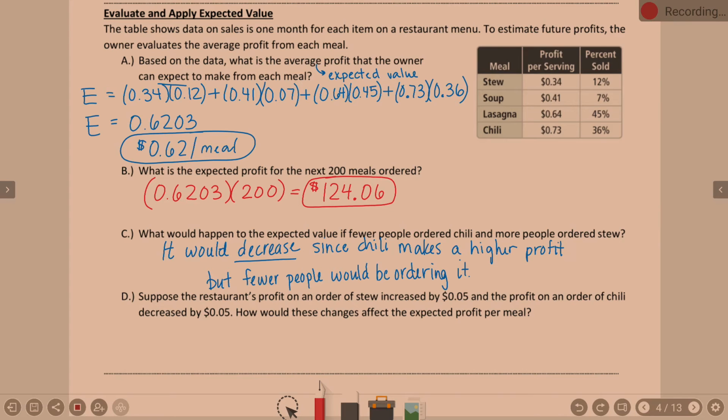Now, in an equal world, it wouldn't matter, right? If chili and stew were sold equally, it wouldn't matter if you moved the 5 cents over. But what's the catch here? More chili is sold, right? So that 5 cents you give to stew isn't going to be enough to offset less chili being sold. Okay, so again, it would decrease. Last time it was the expected value. This time it's the profit.